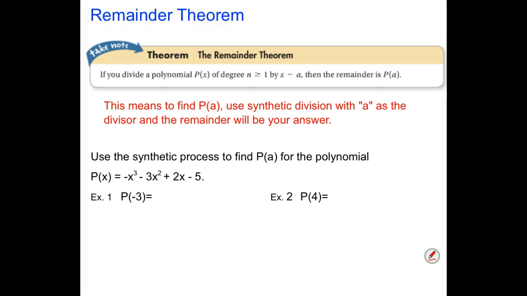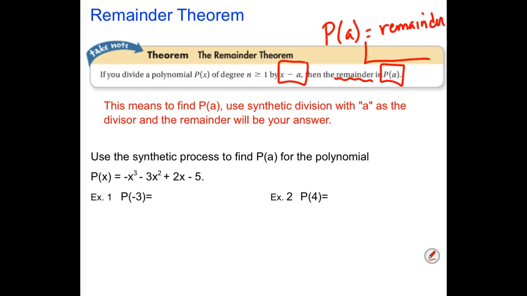Our last topic is to look at the remainder theorem, which says if you divide a polynomial p of x that has degree 1 or higher by a linear expression, x minus a, then the remainder is equal to p of a. In other words, p of a is going to be the remainder when I do my synthetic process and divide out an a. All right?